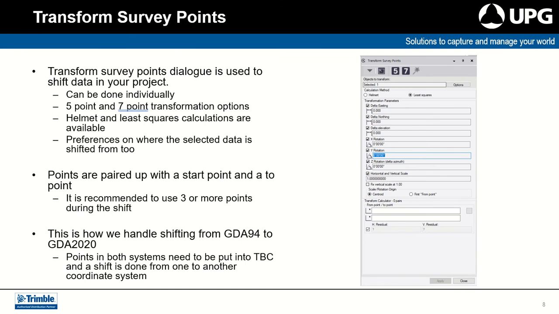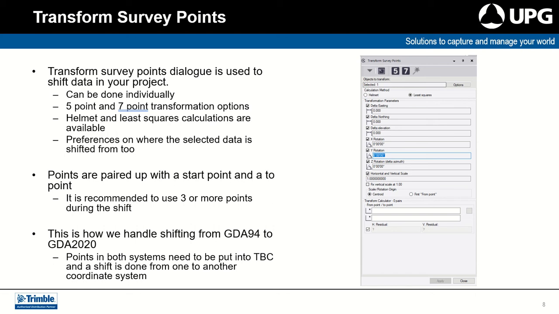Transform survey points is the option that we use to shift data around the project. It is a least squares adjustment, a least squares calculation method. However, there is also a Helmert calculation that you can do if you wanted to. While there is a 5 and 7 point transformation, which will have a preset set of options in terms of what you can shift, you do have the flexibility of manually selecting the method that you want to shift the data in. These are selected in the transformation parameters in the middle there, and you can turn on the tick box to include that particular transformation type in the shift.